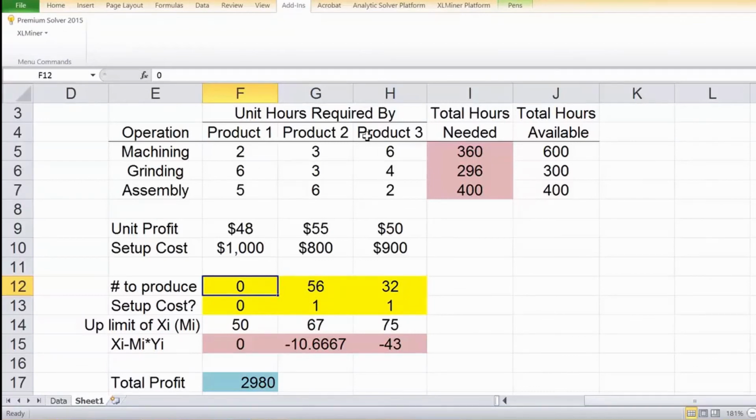See, the unit profit of product 1 is 48, less than the other two, but the setup cost of $1,000 is more than the other two products. And if you look at resource consumption of these three, product 1 consumes 13 units, and this one consumes 12 units, this one consumes 12 units. So product 1 is really not economical to be produced. It consumes the most resource, has the highest setup cost, and the lowest unit profit. So it's not suggested to be produced in this optimal solution, which makes sense.